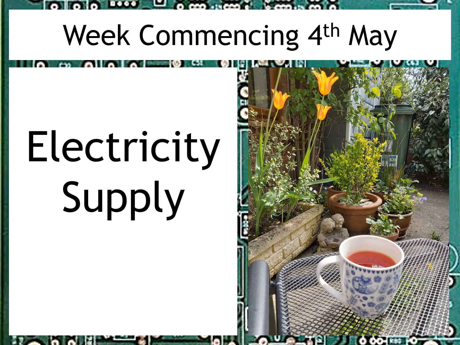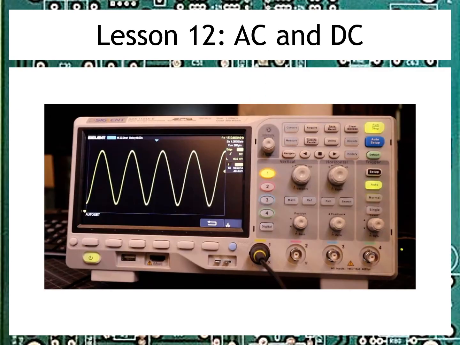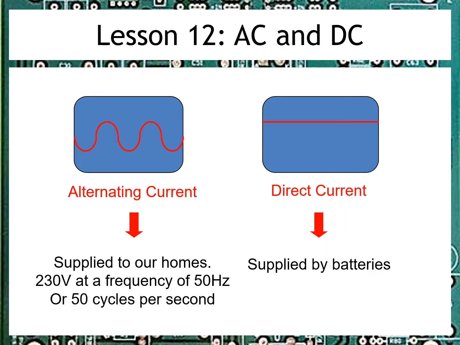If we'd been in school, we would have been doing electricity supply next, so there are two short videos which are going to go through the basics for you. If we were in school, we would have used a piece of equipment a bit like this. It's called a cathode ray oscilloscope, or CRO, and we use them for all sorts of things, but in this case to look at different electricity supplies.